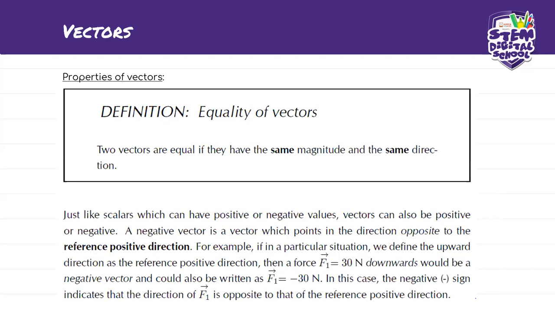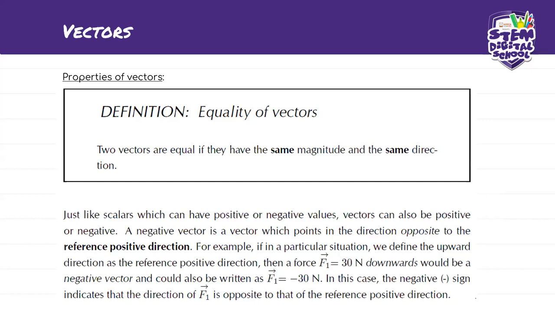Just like scalars, which also have positive and negative values, vectors also can be positive or negative. A negative vector is a vector which points in the direction opposite to the reference positive direction.